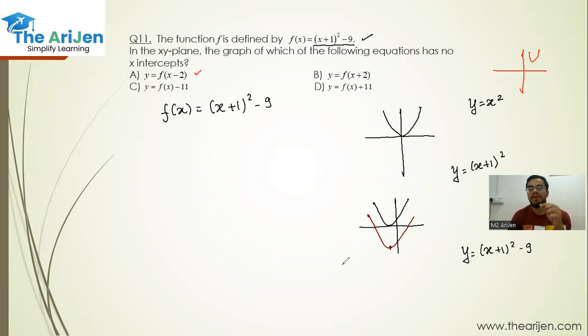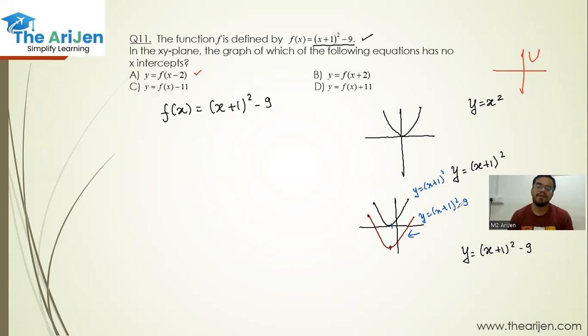Now we need to have no intercepts, right? That means this graph, this is our actual graph, y equals (x plus 1) whole square minus 9, and this is y equals (x plus 1) whole square. Now we need a positive quantity, right? Instead of minus 9, if there is a positive value, then the graph would just shift from this x-axis slightly above. It would be slightly above the x-axis.